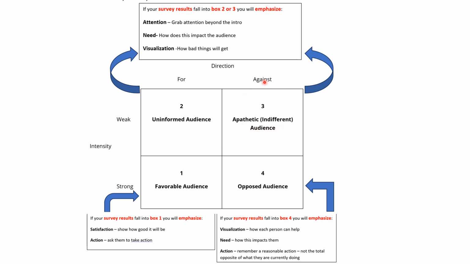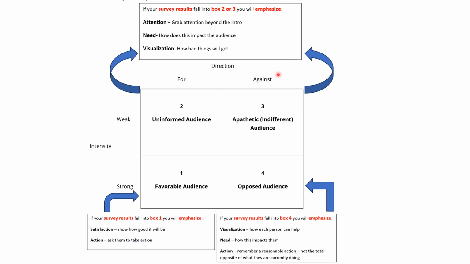If your audience was not really for you, they seemed more against you, but it was also kind of weak, that's okay. And these two, sometimes it's hard to tell the difference, but that doesn't matter because they both go to the same thing. So if your audience falls here in the third quadrant, you also are emphasizing attention, need, and visualization. There's an audience that is kind of like, whatever, or kind of on the fence. So you grab their attention, really make them want to listen to this. Let them know in the need step, this is a problem and it really impacts you. And then again, your visualization can be good or bad, or a combination of the two.